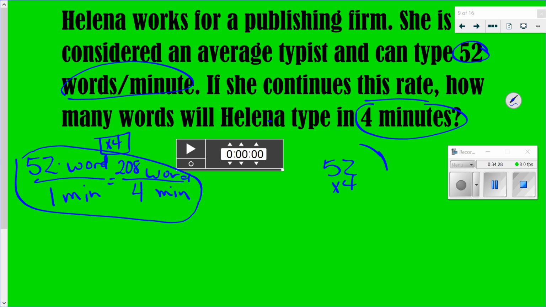Again, this is literally just the first step, guys. Rates, what we're doing right now, is our first step to proportions, which is where the math really starts to get difficult, and you have to understand the concept. So if you'll practice it now, it's going to make the proportions easier.